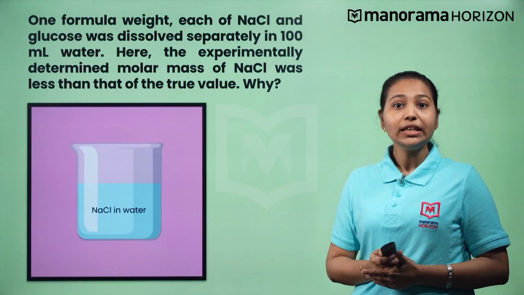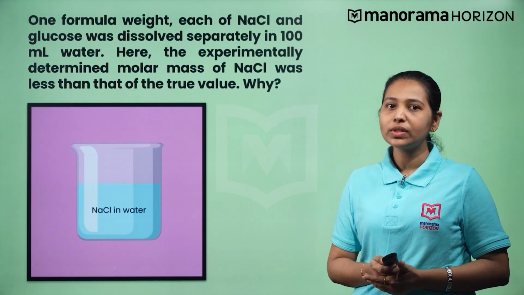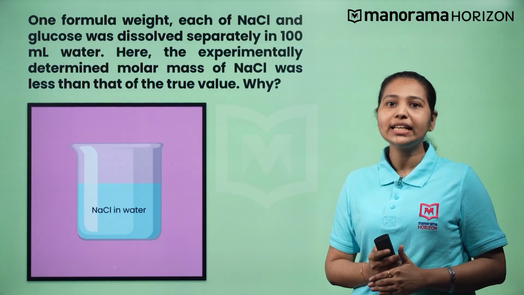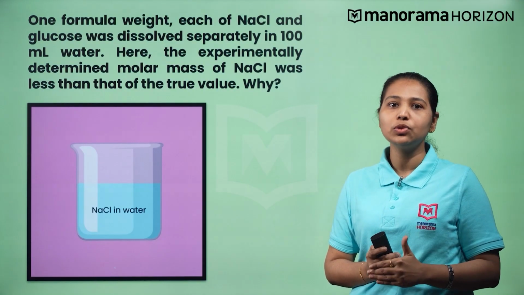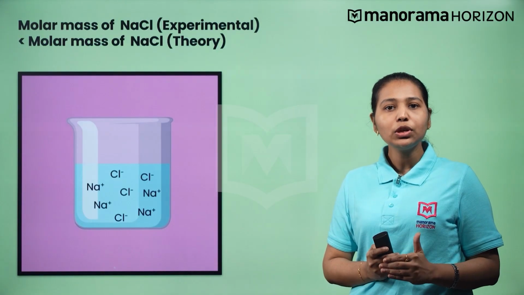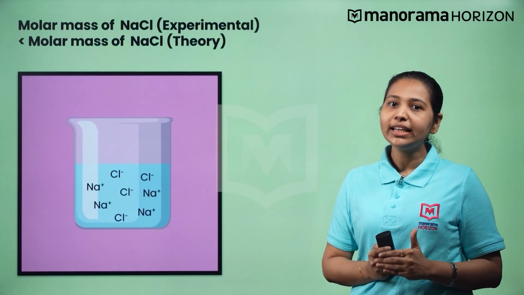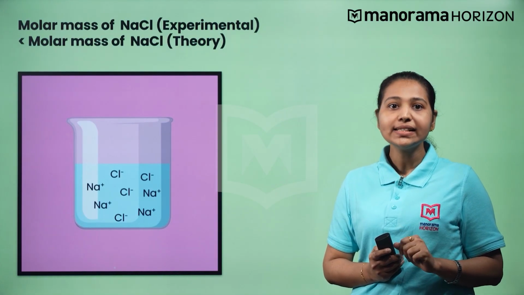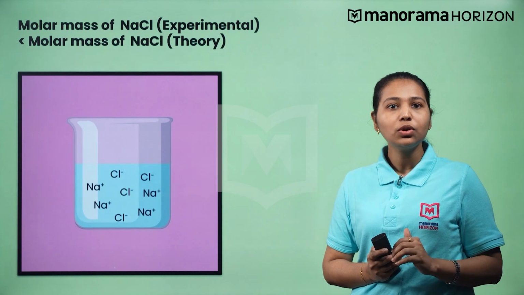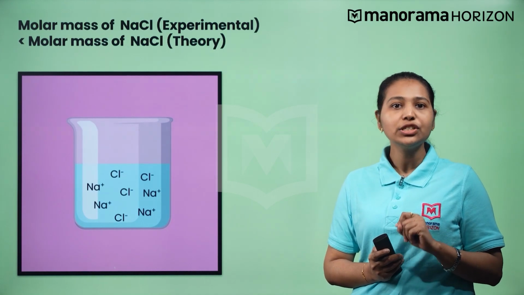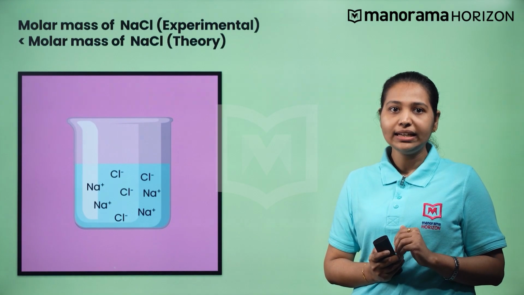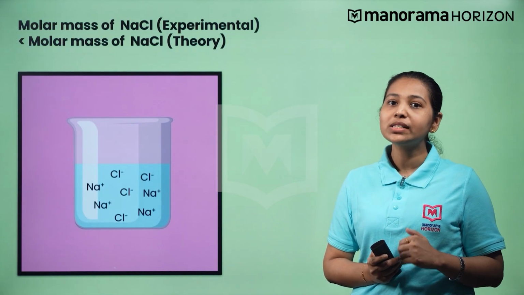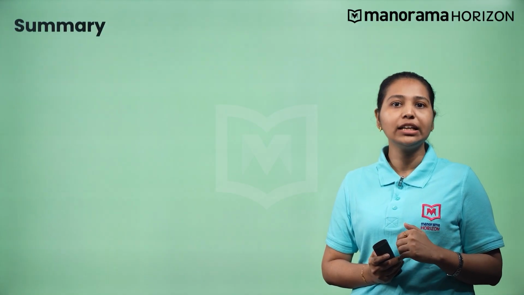When one formula weight each of sodium chloride and glucose was dissolved separately in 100 ml of water, the true molecular weight was not experimentally obtained with the sodium chloride solution. This was because dissolution of each formula weight of sodium chloride in water produces sodium ions and chloride ions, that is 2 particles, whereas glucose can give only 1 particle for each formula weight. Hence, as discussed earlier, the colligative properties of sodium chloride solution would be double and the molar mass will be half when compared to the theoretical value.